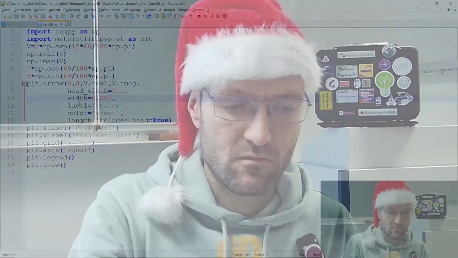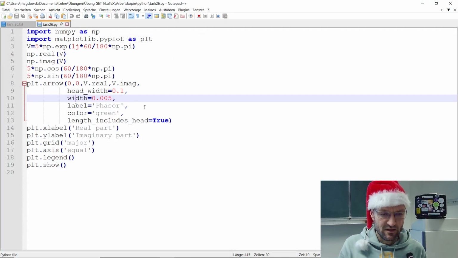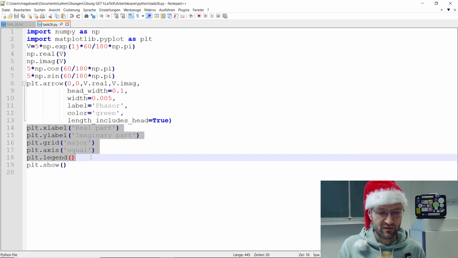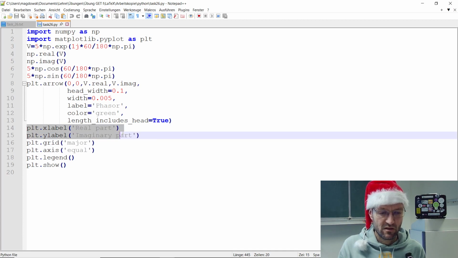No, not LTspice, but Python, and update this. Yeah, and so here I have some command, because at the end this is what we need to equal the axis and maybe add some plot. So I will just copy this part here.